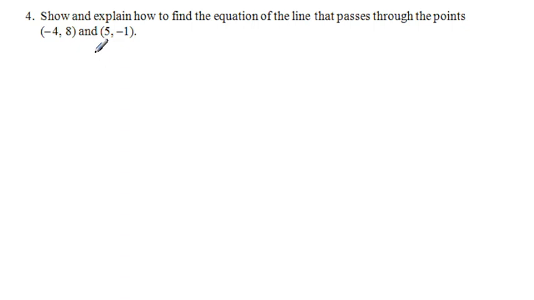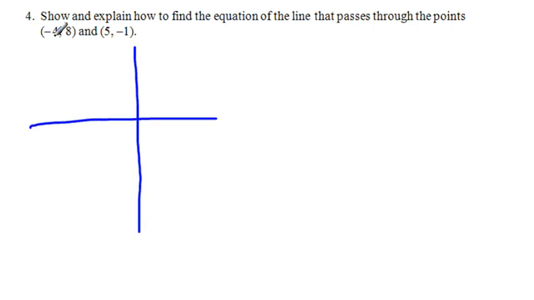Well, first of all, you could do the entire thing by graphing. Let's do that just quickly to give a quick physical sense of how it works. Let's say you had a graph, quickly plot the points: -4 goes left 4, then up 8, let's say it's up here, and then 5, -1: 1, 2, 3, 4, 5, down 1, down here. So here are your 2 points, but you have to do this on an actual nicely set up graph.